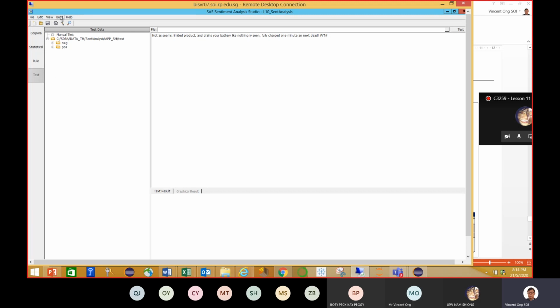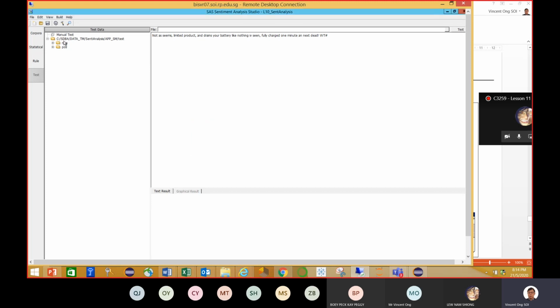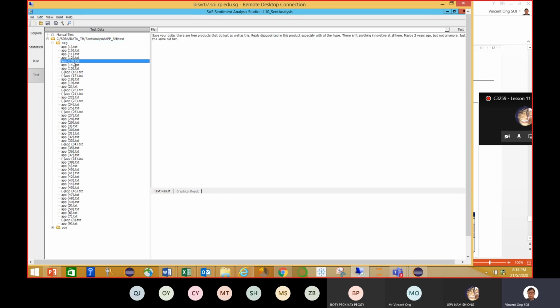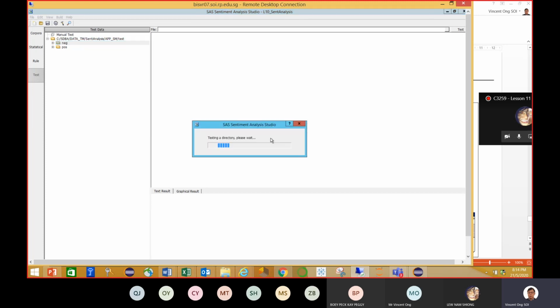So I can just say okay, I run a stats model. I choose this model. Sorry, I think I got it wrong. For example, I want to test all the documents in this directory, so I just select the directory and click okay, I apply the test model.